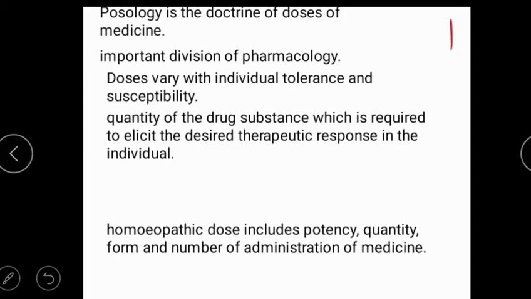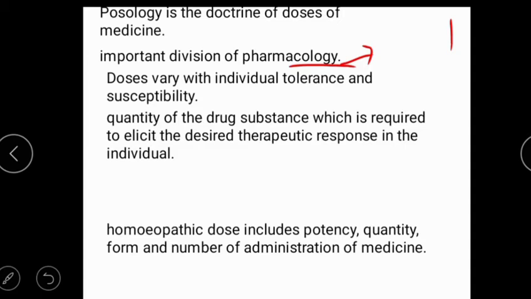What does that mean? It deals with the doses of medicine, whether homeopathy, allopathy or any system of medicine. That branch is known as posology, and it is an important division of pharmacology. Pharmacology deals with the preparation of drugs, the study of the drugs, and their doses. So posology is also a branch of pharmacology.